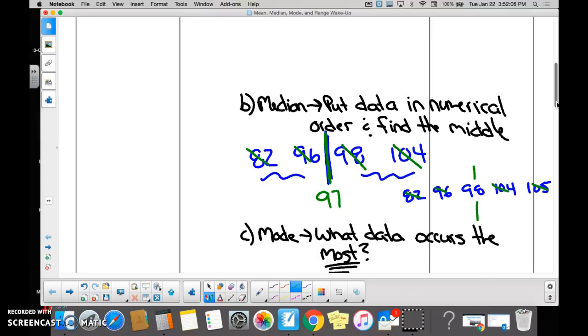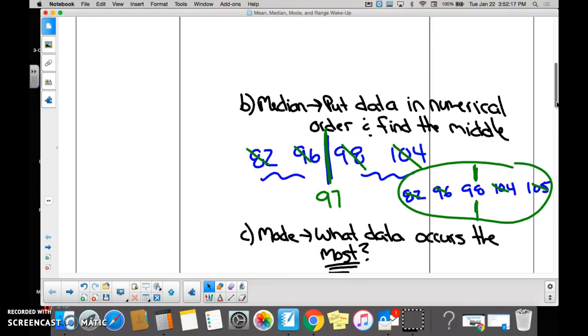So 4 pieces of data. If you have an even number of pieces of data, you find the middle of the middle 2. If you have an odd number of pieces of data like in here, it is just that middle number, or whatever's left over when you work your way in from the ends.